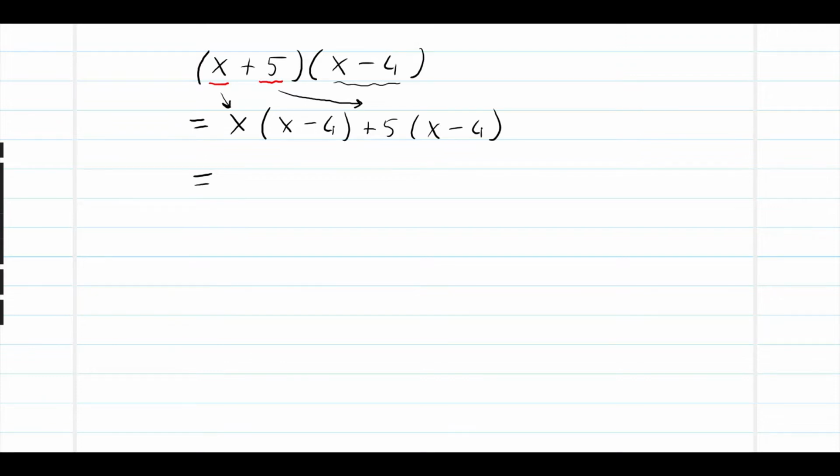So then if we multiply this out, x by x gives us x squared, x by minus 4 gives us minus 4x, plus 5 by x gives you plus 5x, and then 5 by minus 4 gives you minus 20. And then if you tidy all of that up, you get x squared, and 5x minus 4x gives you plus x, minus 20.